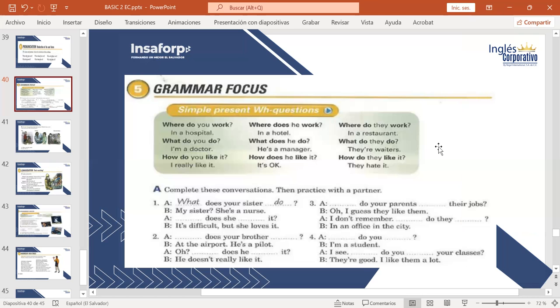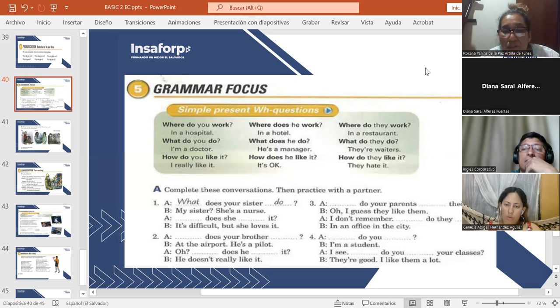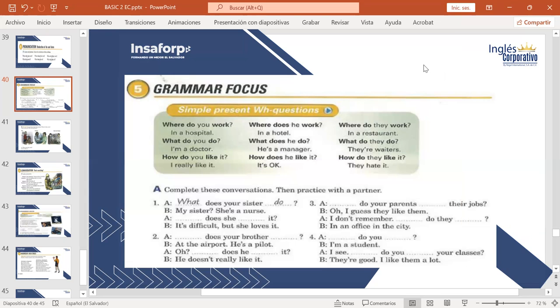How do your parents like their jobs? Oh, I guess they like them. Continue, don't stop. I don't remember. Where do they work? In an office in the city. Very good. Okay, repeating. How do your parents like their jobs? Oh, I guess they like them. I don't remember. Where do they work? In an office in the city.